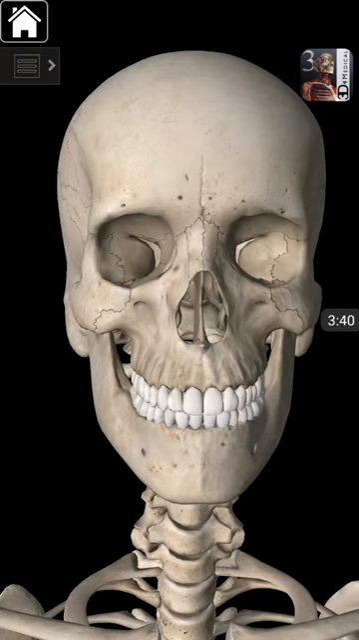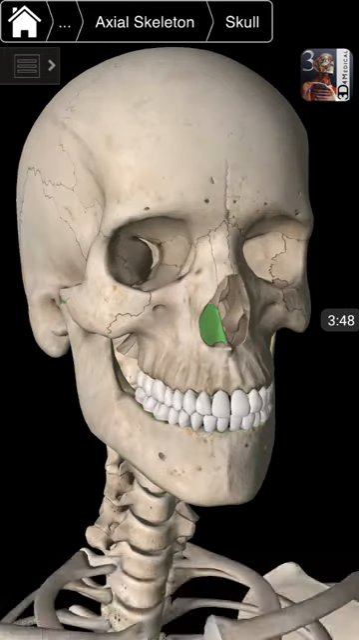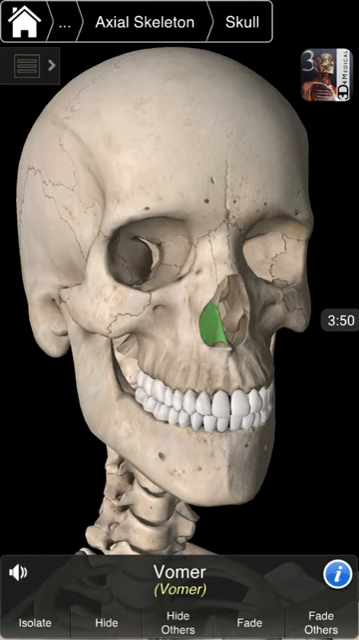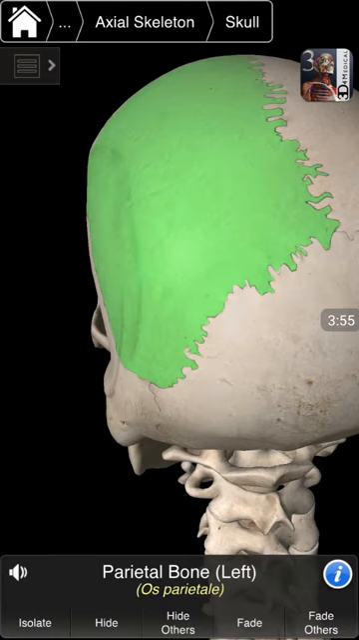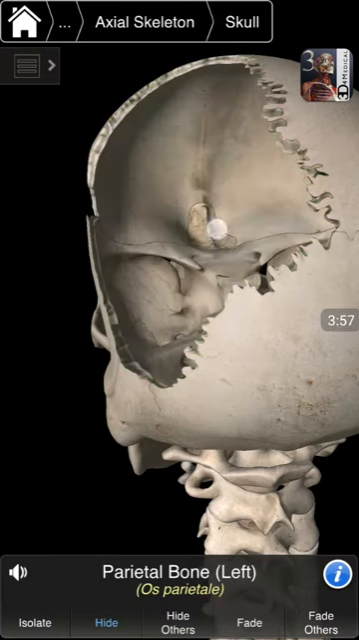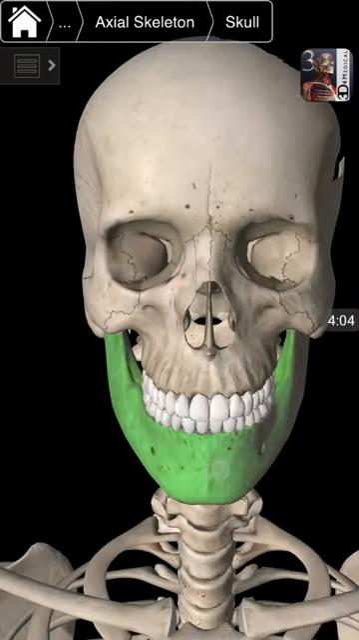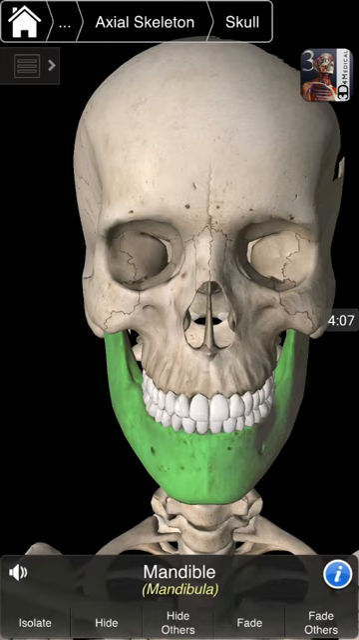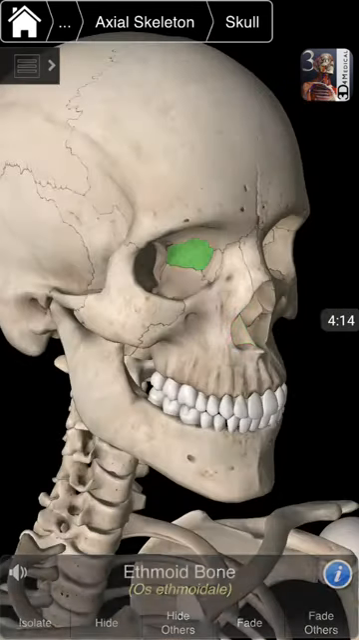Out of those 15, 3 are single in number, and again they are in the midline. First one is the mandible, then we have got vomer, then we have got ethmoid bone, if you haven't forgotten, which gives a small contribution to the neurocranium but a major contribution to the viscerocranium. So these were the 3 main single centrally lying bones: mandible, vomer, and ethmoid.